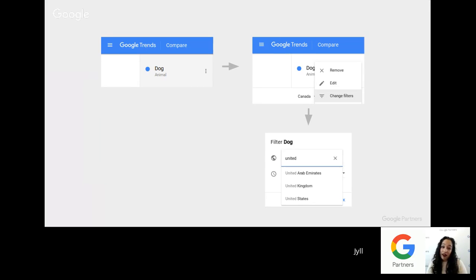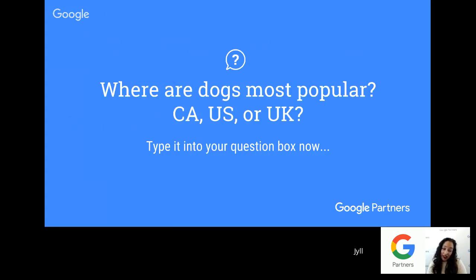So when you hover over one of those dogs, those three little dots will appear. If you click them and change filters, you can change what country we're looking at. So we're going to change one of those dogs to the UK, one to the US, and keep the other one at Canada. And let's see, keep bringing your guesses in so you can let me know where you think dogs are most popular, in Canada, the US, or the UK. I see some votes for UK over here. Is that what we think is going to win?